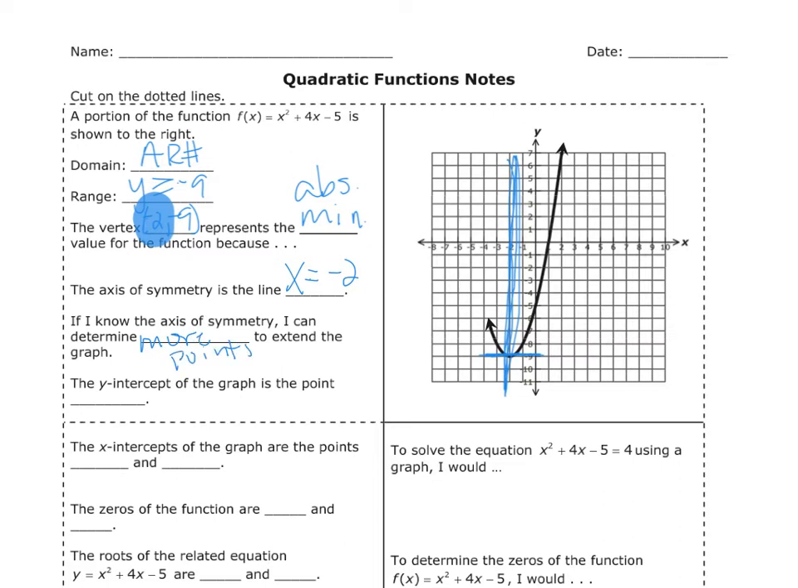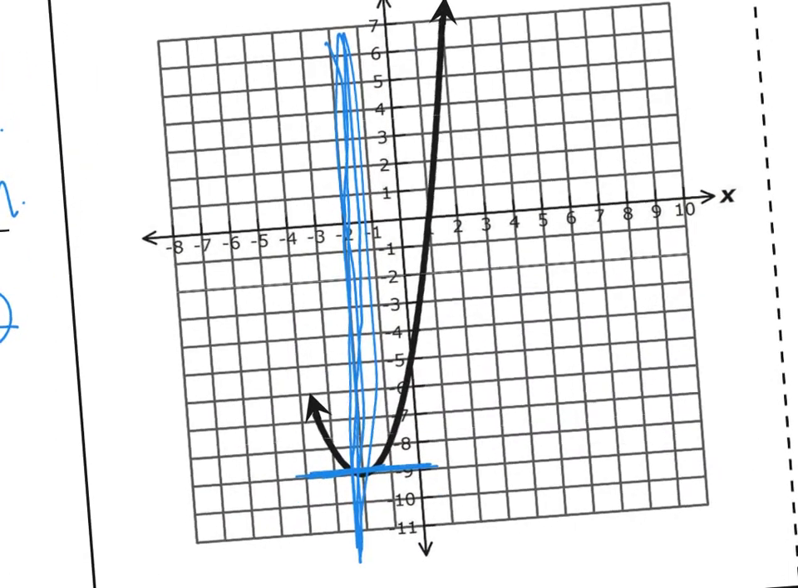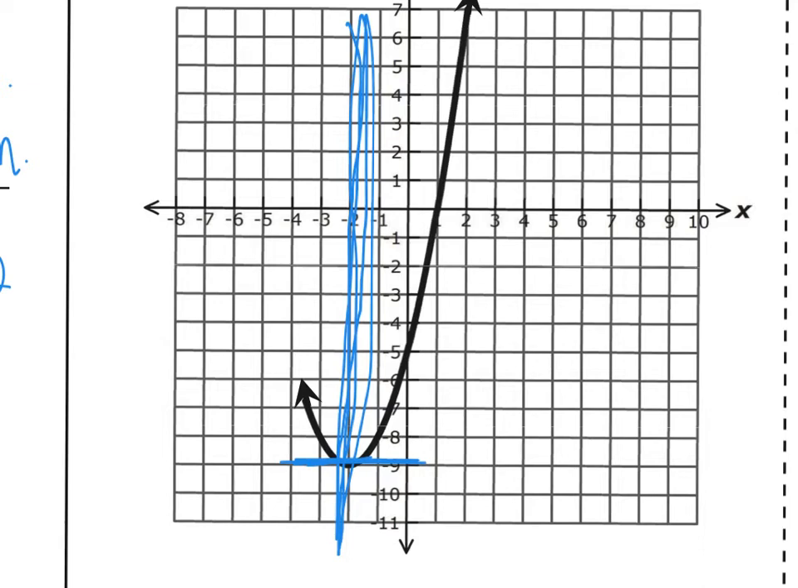To extend the graph, because right now you only have half the graph, but you can continue extending it. And it's pretty simple to do. Okay, you have your vertex right here at this point. Okay, your axis of symmetry. Look at this line. All right, these 2 points are equidistant apart.